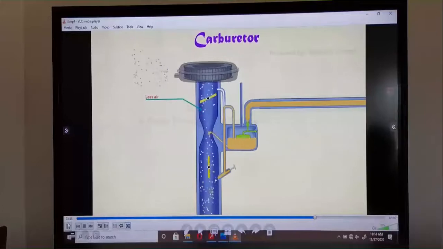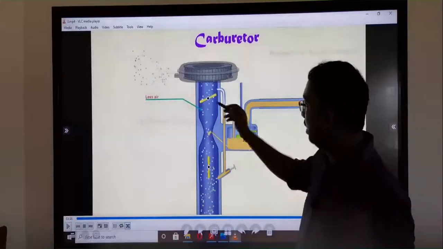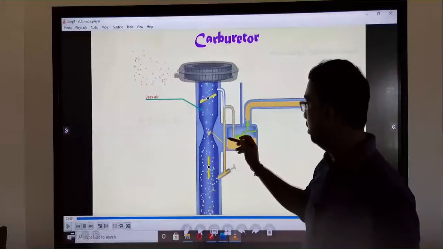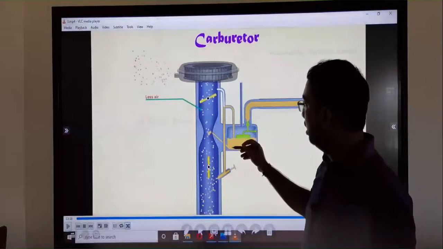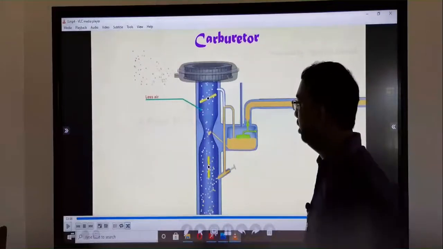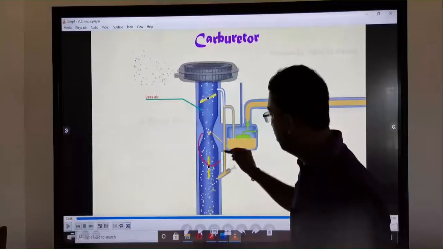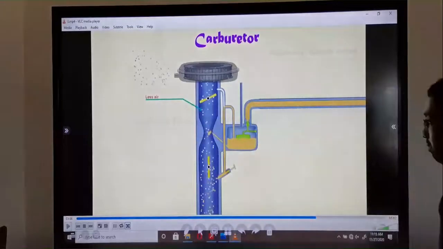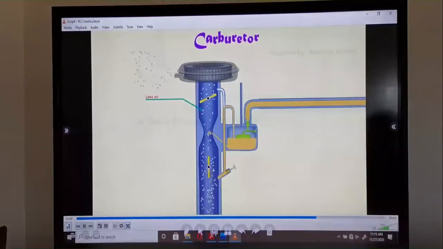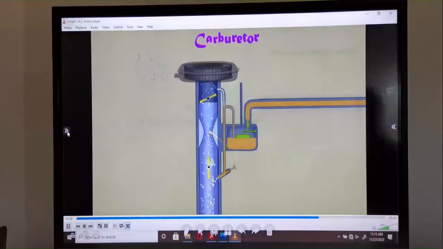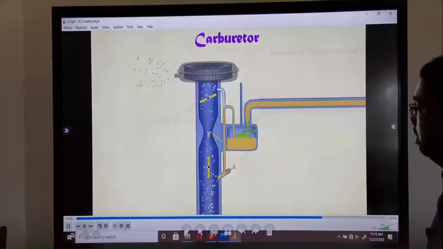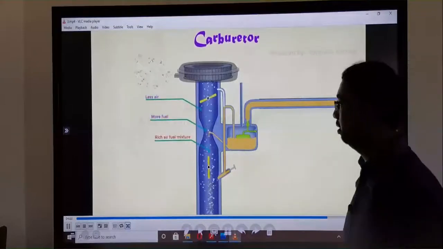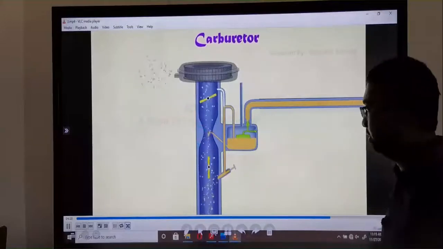When the choke is closed, or about to close, there is less air coming. So there is a pressure difference, and at that time that much fuel intake is happening. So here we can get the rich fuel mixture. So this is the work of this choke valve: more fuel and a rich air-fuel mixture.